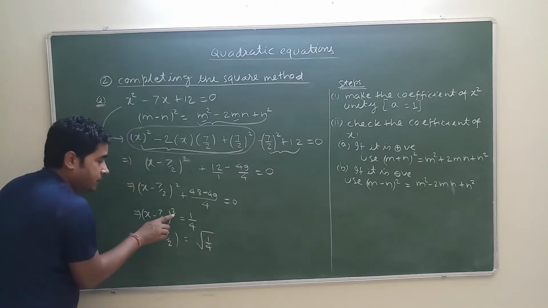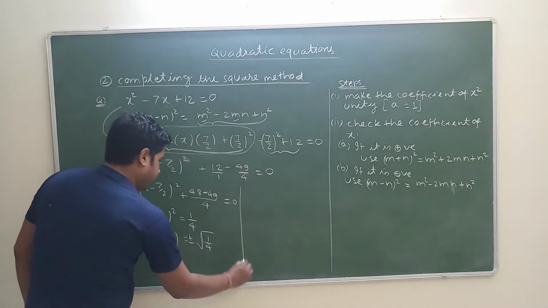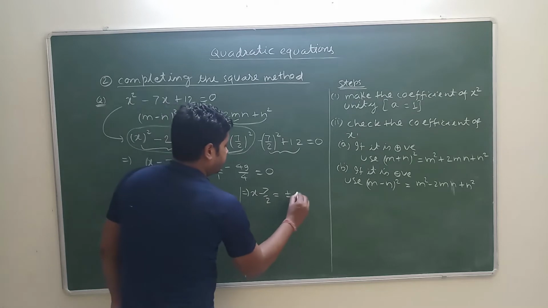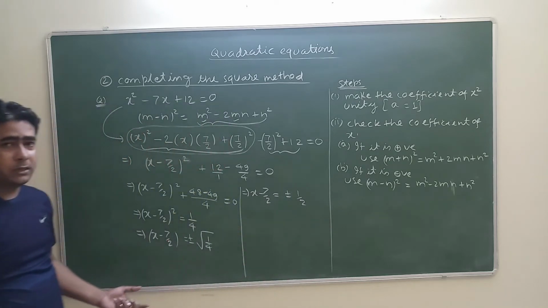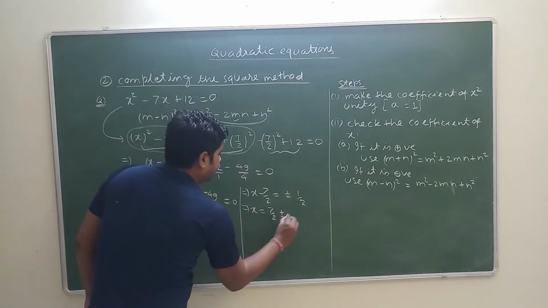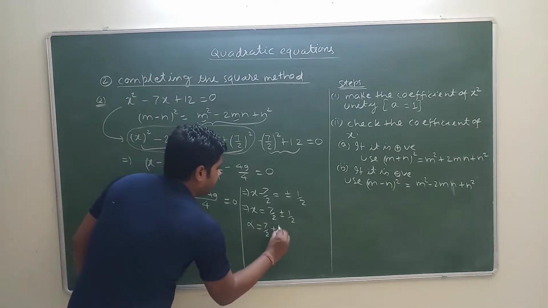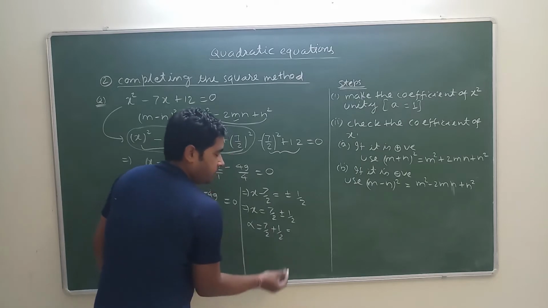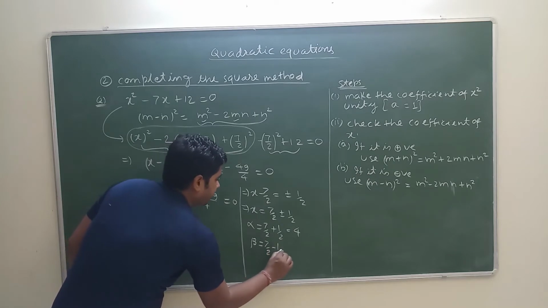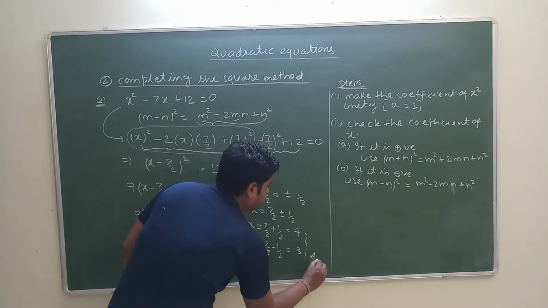So x minus 7 by 2, there is a whole square, so it will be square root of 1 by 4, and since this is a whole square, you will write a plus minus sign, which is compulsory. After that, x minus 7 by 2 is equal to plus minus 1 by 2. Square root of 1 by 4 is 1 by 2. Then value of x will be 7 by 2 plus minus 1 by 2. Since the denominators are the same, you can write alpha as 7 by 2 plus 1 by 2. 7 plus 1 is 8. 8 by 2 is 4. So alpha is 4 and beta is 7 by 2 minus 1 by 2. 7 minus 1 is 6. 6 by 2 is 3.